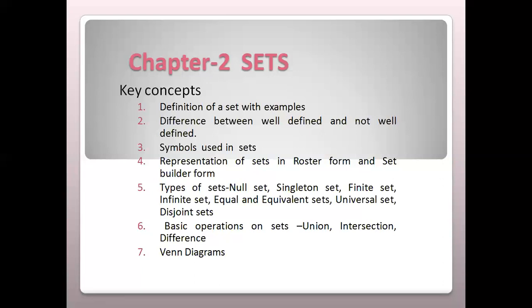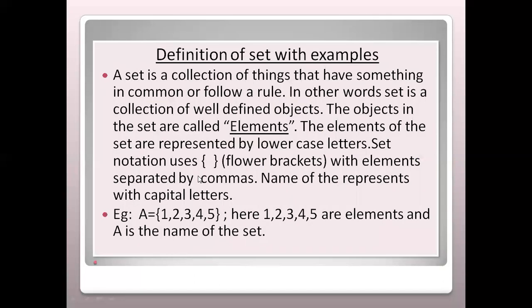Now the first one is the definition of set with examples. A set is a collection of things that have something in common or follow a rule. In other words, a set is a collection of well-defined objects. The objects in the set are called elements. The elements of the set are represented by lowercase letters. Set notation uses curly brackets with elements separated by commas.